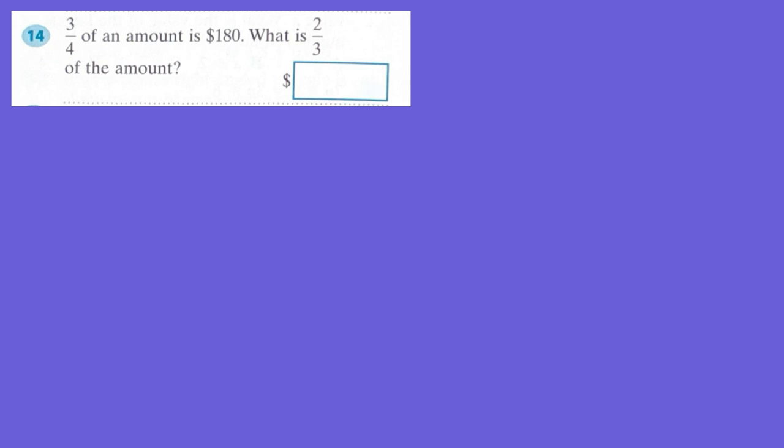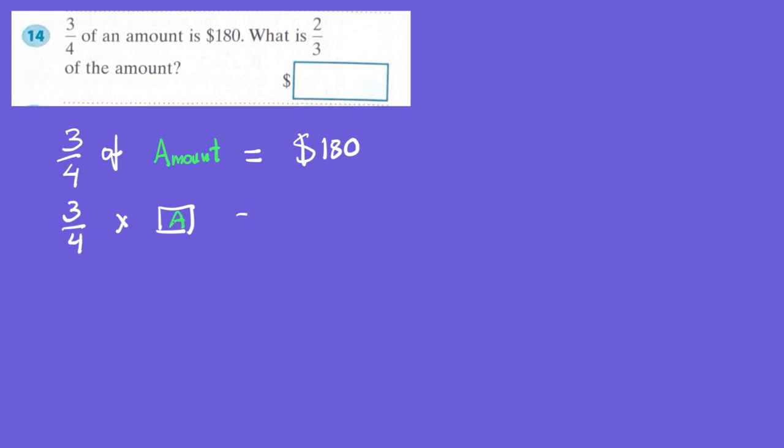3/4 of an amount is $180. What is 2/3 of the amount? So we want to know what that amount is. Let's write this down. So this is one way of writing it down. Another way of writing it down is to say 3/4 of this amount here, which we don't know what it is, I'll just put an A in here, is equal to $180. So how do we work out what A is?